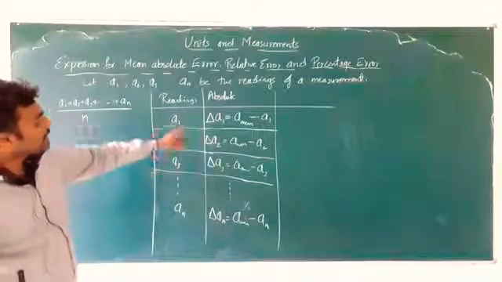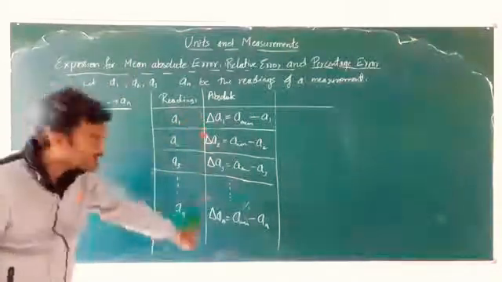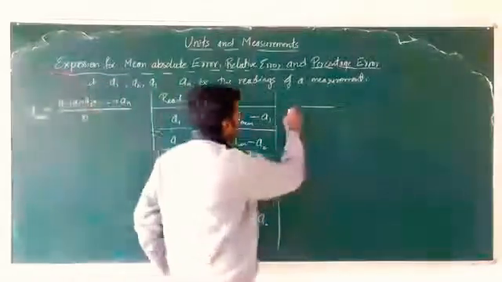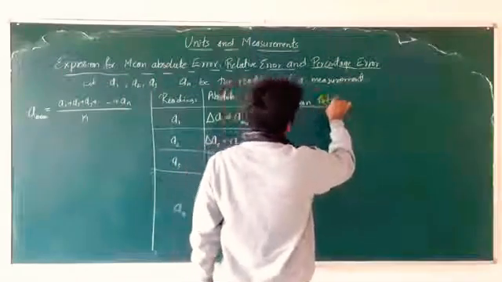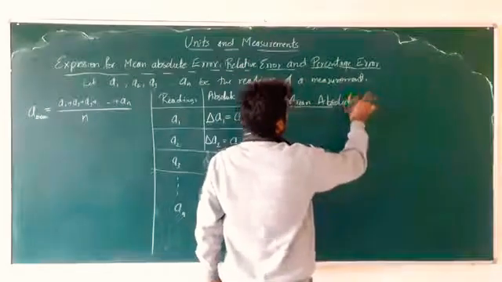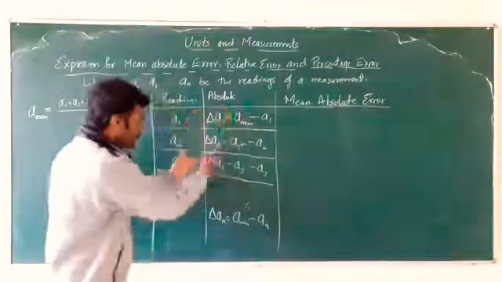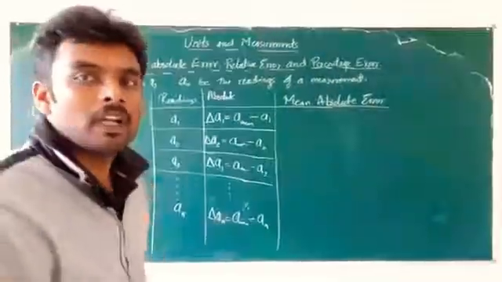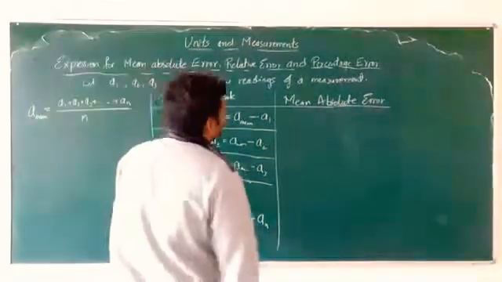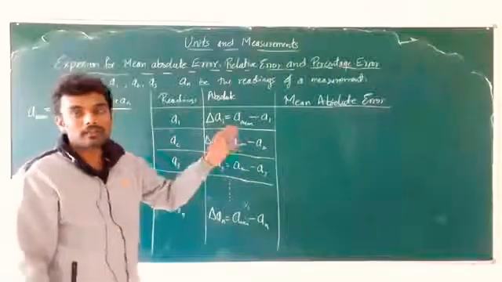Now it's time to get the mean of these errors. Okay, the mean of these errors. So that itself is the mean absolute error. So the mean absolute error is the mean of all the absolute errors. So the mean of all these absolute errors itself is considered to be the mean absolute error.